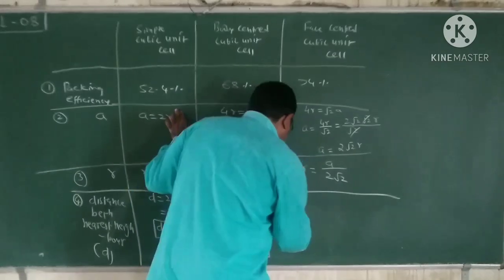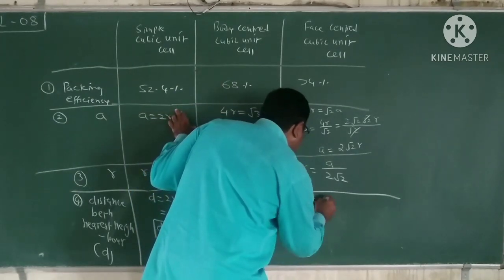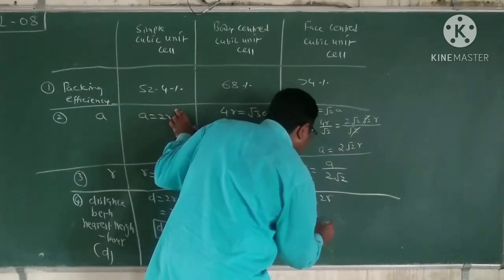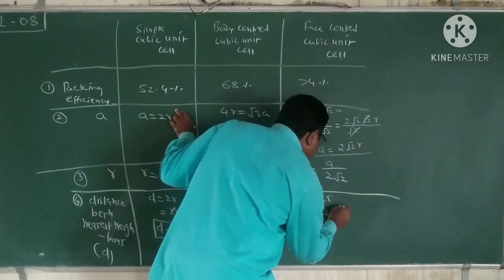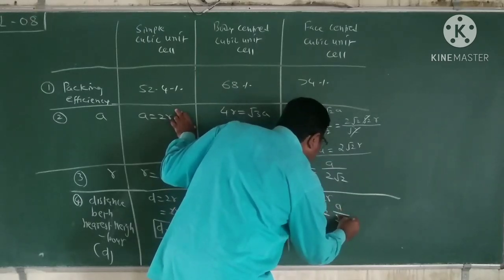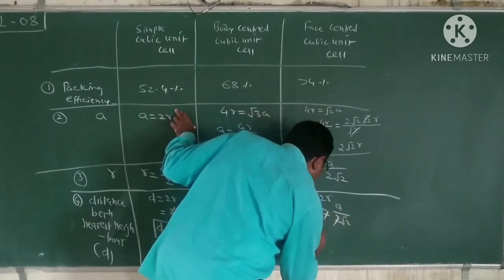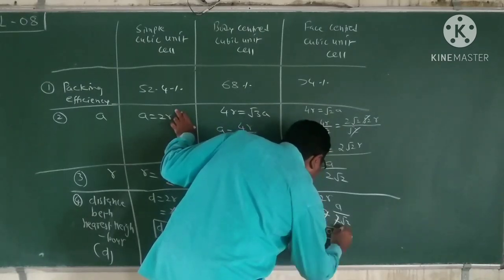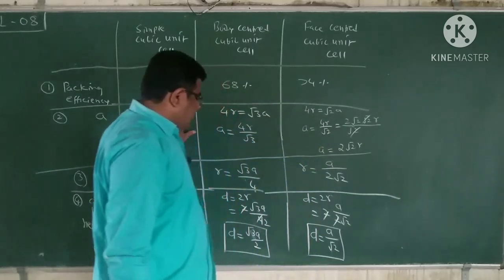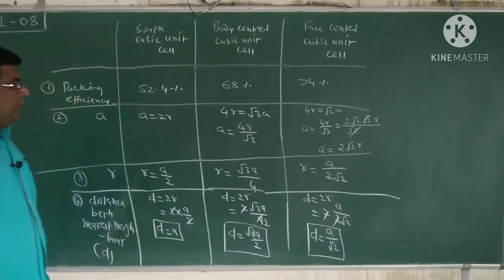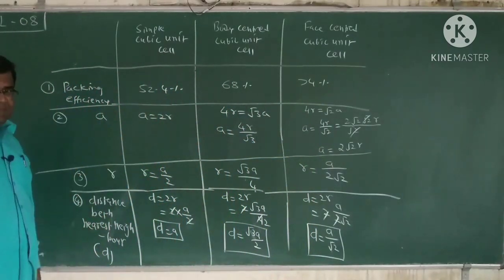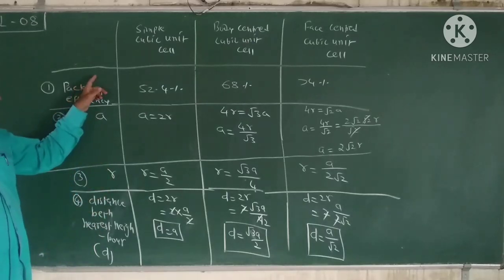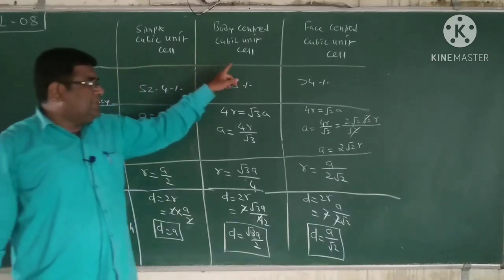And lastly, D is equal to 2 times the radius. 2 times the radius is equal to A divided by 2 root 2, this 2 cancels, and we can write A divided by square root. So these are the various relations. Coordination number wise: 6, 8, 12.